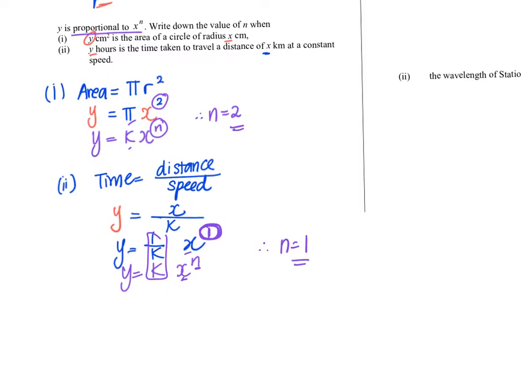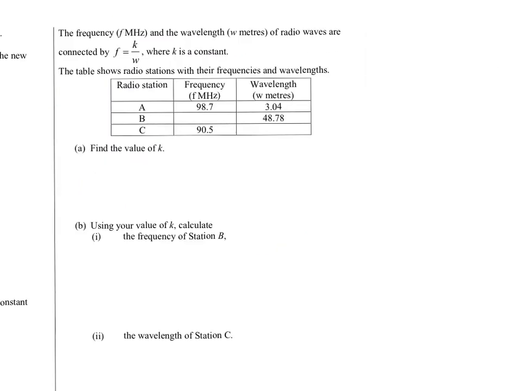Alright, we'll move on to the next question. The frequency and wavelength of radio waves are connected by this equation. Well, it's inverse proportion, and this table shows the value of the frequency. So now they tell me that f equals k over w. Now why did they give me the table? To find certain values that I can use. So I noticed that this and this over here are values given to me. So I'm going to use it in this case. So frequency is 98.7, then k is my constant, and w, the wavelength, is given to be 3.04 meters.